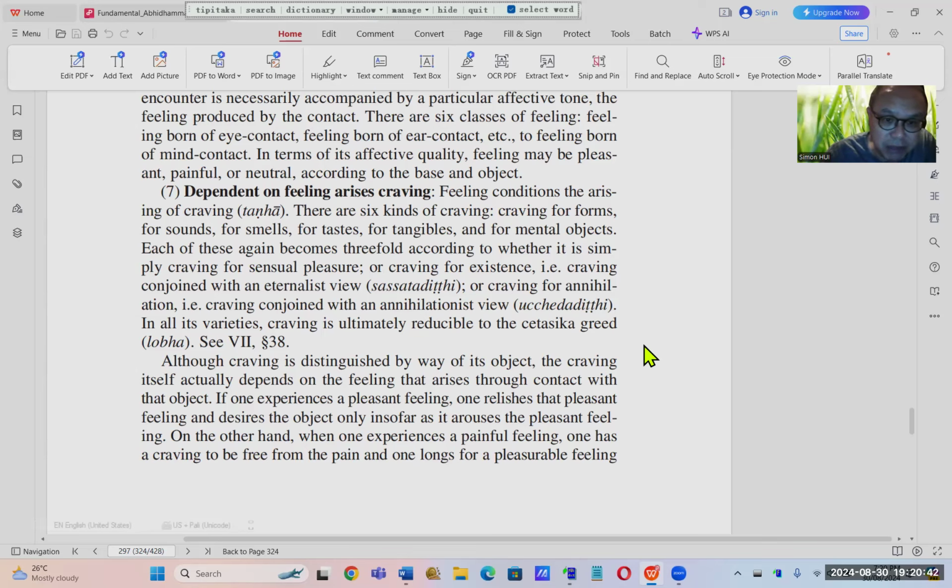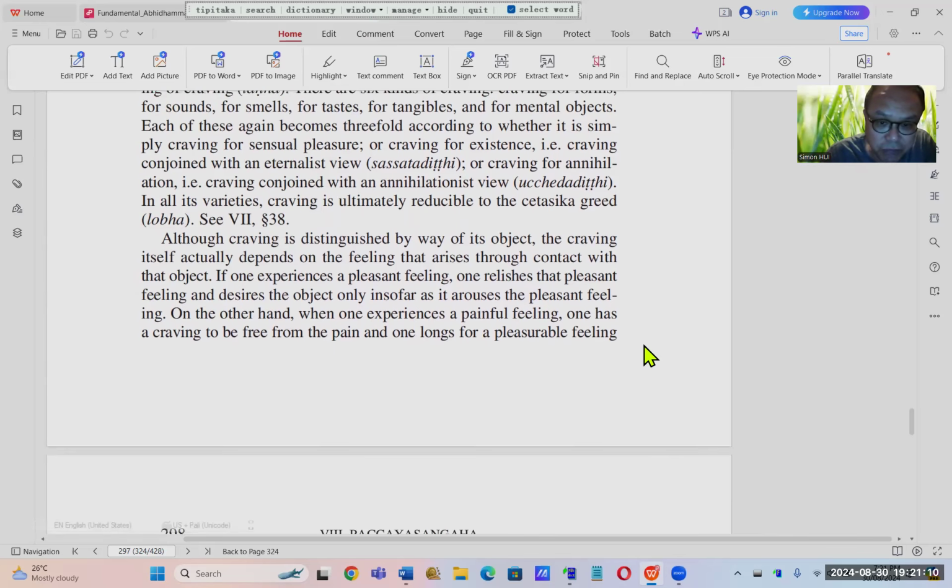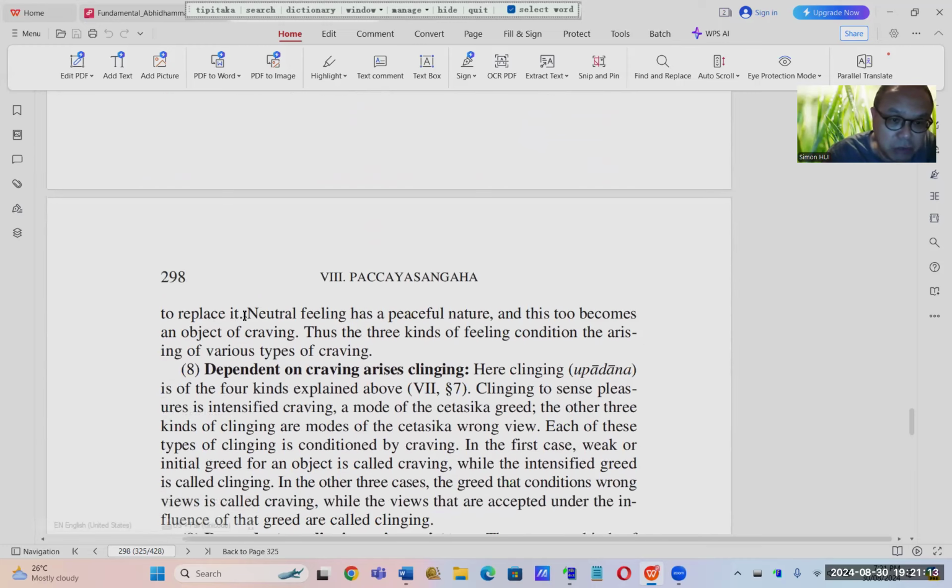Although craving is distinct by way of its object, the craving itself actually depends on the feeling that arises through contact with the object. If one experiences a pleasant feeling, one wants to replenish that pleasant feeling and desires the object only insofar as it arises the pleasant feeling. On the other hand, when one experiences a painful feeling, one has a craving to be free from the pain and one longs for the pleasurable feeling to replace it. Neutral feeling has a peaceful nature, and this too becomes an object of craving. Thus, the 3 kinds of feeling condition the arising of various types of craving.